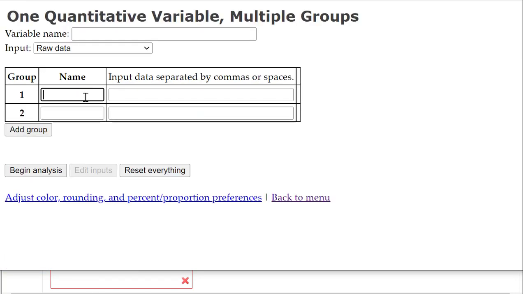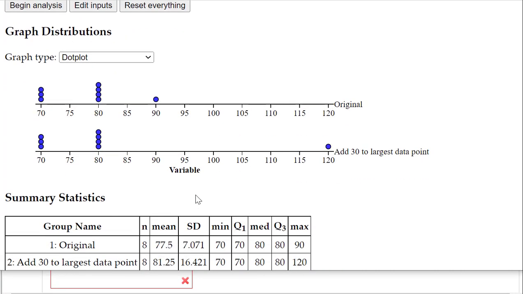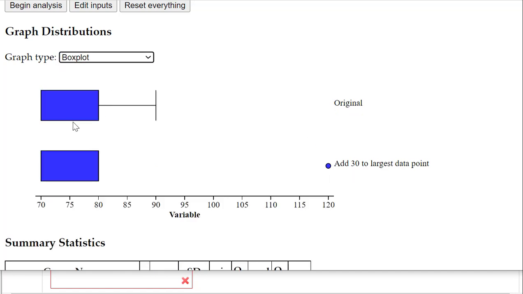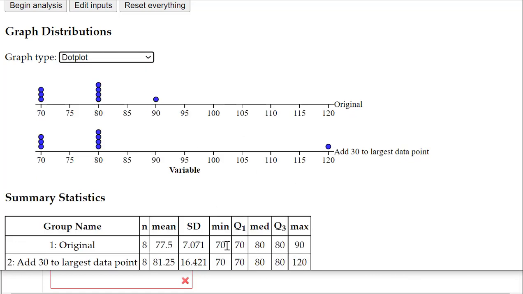So here's my original data. And I'm going to take that 90, add 30 to largest data point. So it's the same data, except I added 30 to this largest data point. All right, and begin analysis. So there's my data, and you can see that data point moved up by 30. Now, I can see the mean went up, the standard deviation went up. The range is also how far. An easy way to see that is to look at box plots because it goes from smallest to largest. The range really went up. I'm going to go back to my dot plot.